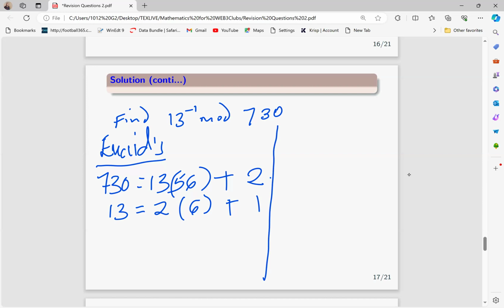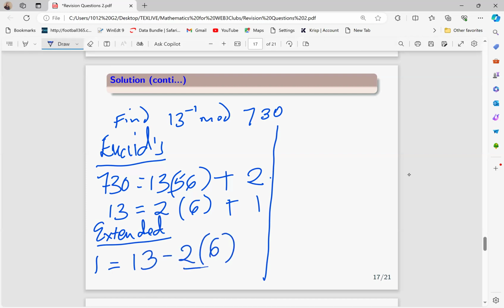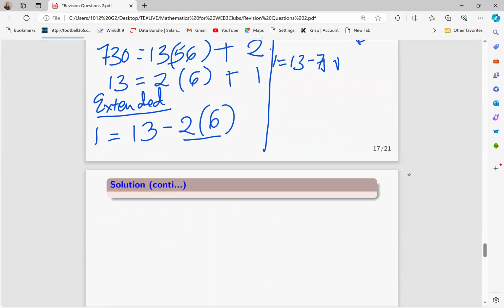Then now we do the extended Euclid. So making 1 the subject, it becomes 13 minus 2 multiplied by 6. 2 is our previous remainder, so making 2 the subject, that is 730 minus 13 multiplied by 56. So 1 is the same as 13 minus 730.